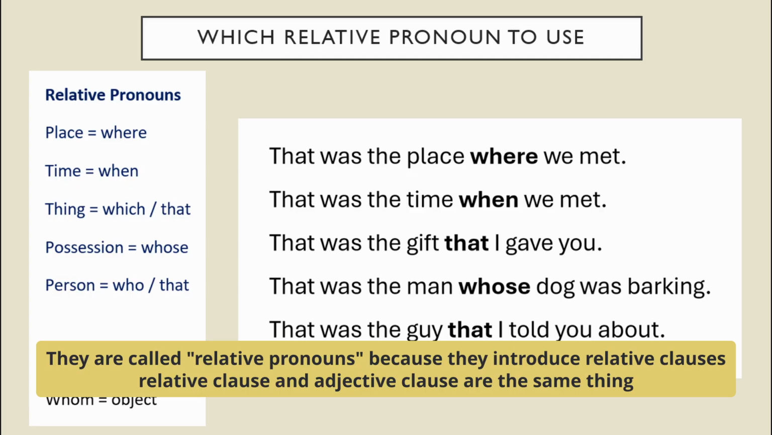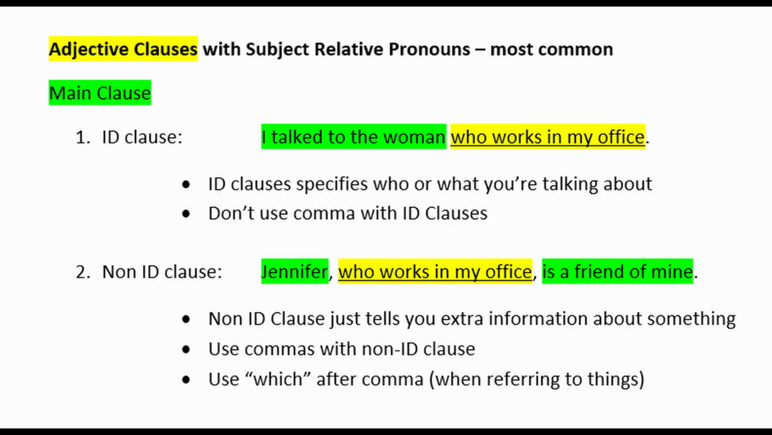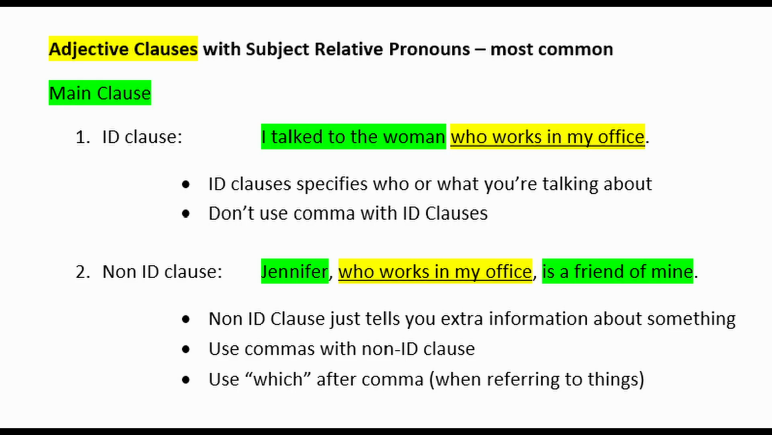All right, so let's go a little bit deeper into this. Let's talk about adjective clauses with subject relative pronouns. These are the most common, okay? So check out this sentence here. I talked to the woman who works in my office, okay? In the green, I talked to the woman. That's the main clause. Who works in my office? That is the adjective clause. And we call who a relative pronoun. It's a pronoun because I'm not saying her name. I'm not saying Jennifer or Lisa. I'm saying who. All right, so that's a pronoun. It's a subject relative pronoun because in the yellow, in the adjective clause, who functions like a subject, okay?